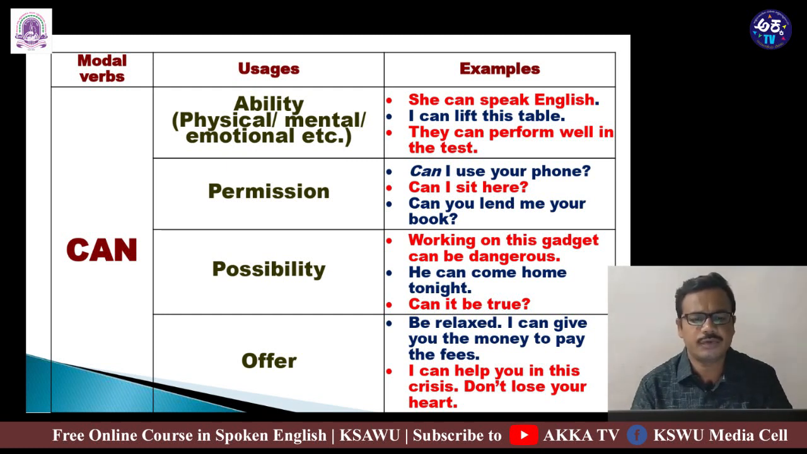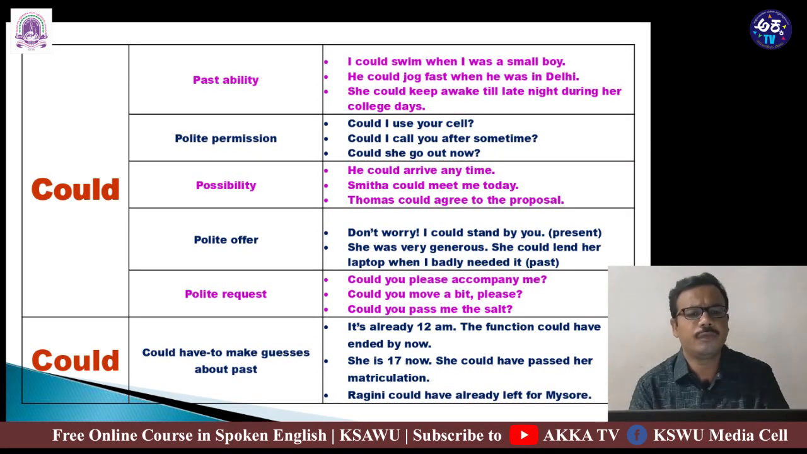So these are all the uses of can, right? So what are the functions of can? First one is ability. Second one is permission. Third one is possibility. And then offer. Right? These are the different functions for which modal auxiliary can is used. Okay, and there is a related modal auxiliary, that is could. Right? Where is could used? We shall start discussing here.